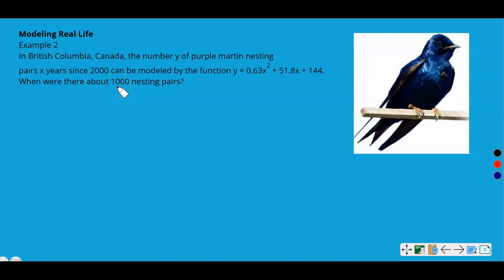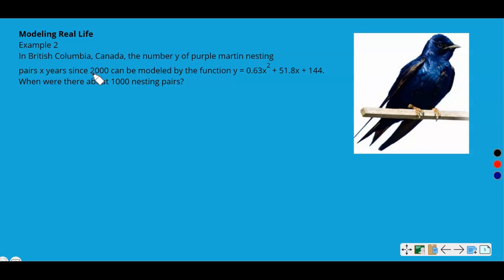All right, so first we have to understand the problem. They're giving us a quadratic equation, and they're telling us that this represents the number of purple martin nestings after the year 2000. Okay, so that's important. So this is for after the year 2000. So 2001 would be 1 year after this. 2010 would be 10 years after this. Okay, so that's important to know.